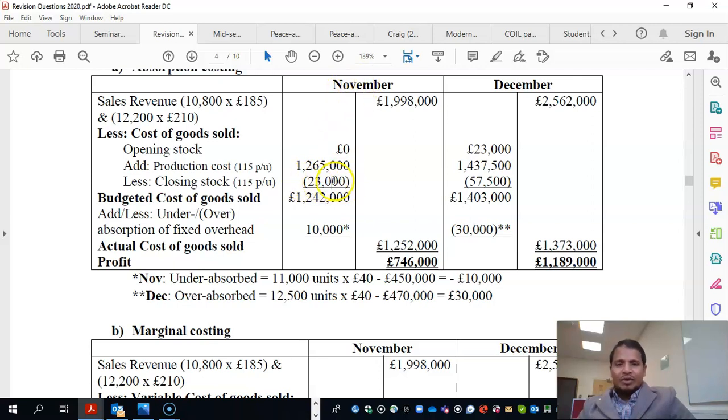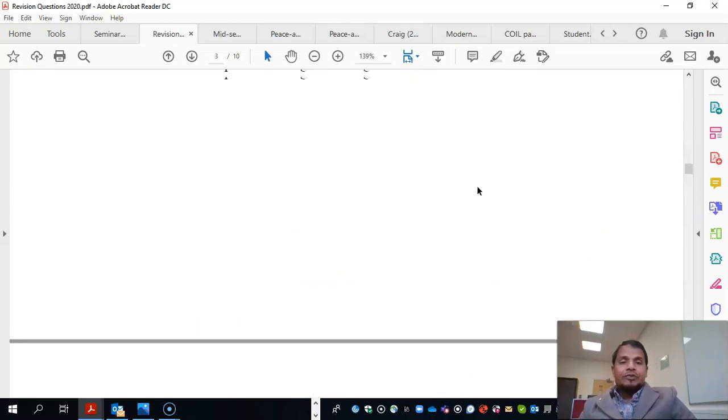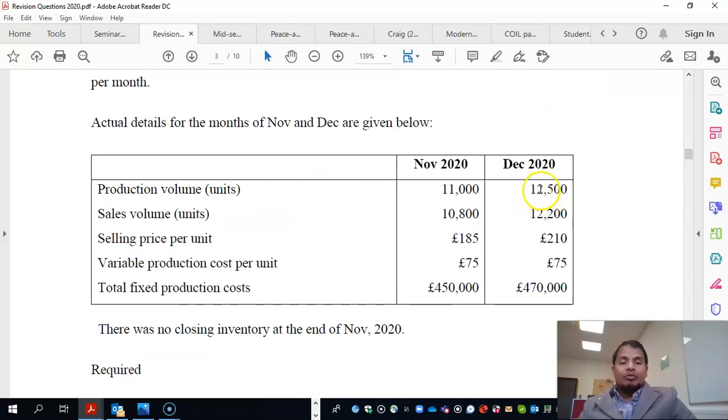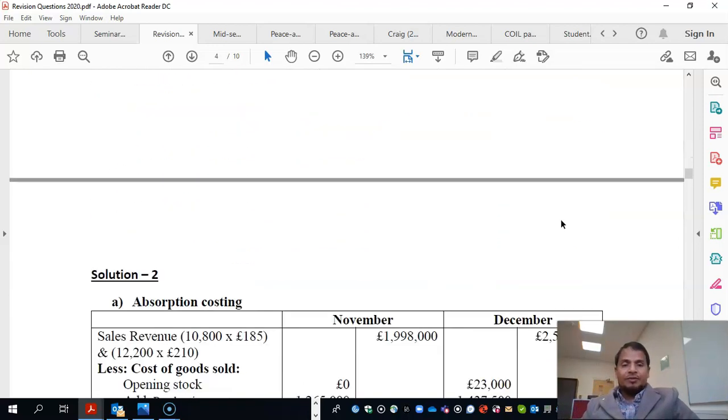So end of November, that means it will go to the beginning of December. Next month is 23,000 beginning inventory here. So this one should be added with production. So beginning inventory plus production minus ending inventory. Okay. So in case of December, how much is ending inventory? So beginning is 200 and production 12,500. So 12,700 total, and we sold 12,200. That means 500 remaining. Okay, so should be 500.